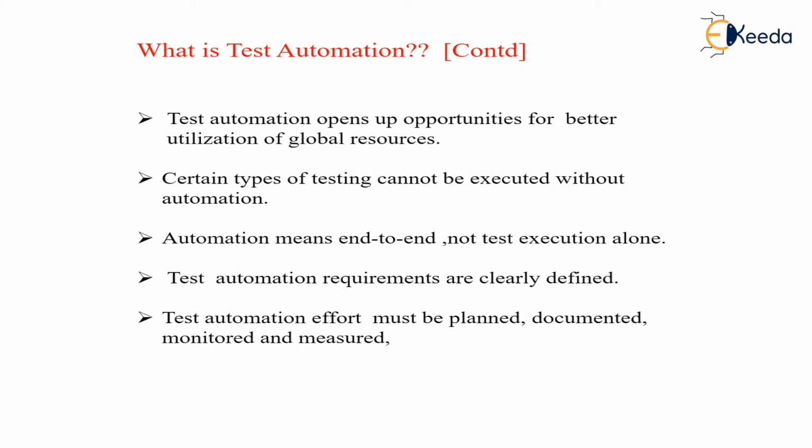Then automation means end to end, not the execution alone. That means automation does not end with developing a program for the test cases. That is where it starts. It starts with building the test cases. Then it should consider all activities such as picking the right product, choosing the right configuration, performing installation and running the test, gathering the test data. That is also important. Then you analyze, then you find the defects, and then you create a defect repository.